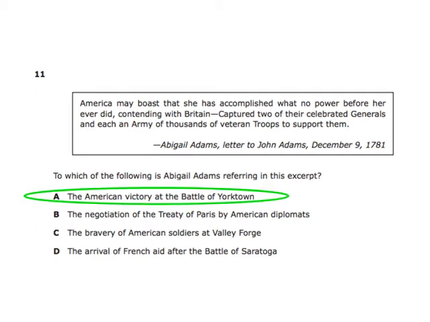Yeah, she's talking about a great victory, celebrating American capturing and defeating British troops. That's the American victory at Yorktown, the final conclusive major victory of the war, where we captured thousands of British troops.